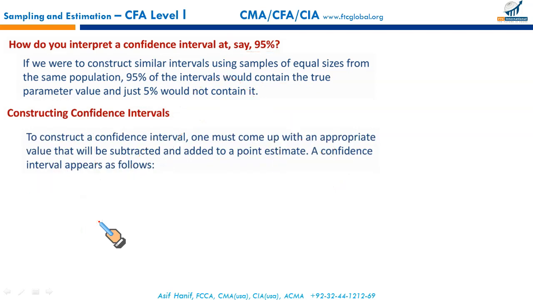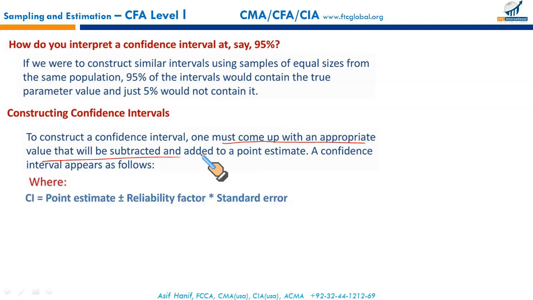To construct a confidence interval, first of all, you will have to come up with a point estimate. What is a point estimate? That will help us to draw conclusions about the whole population. Right? So this is the formula we'll use.